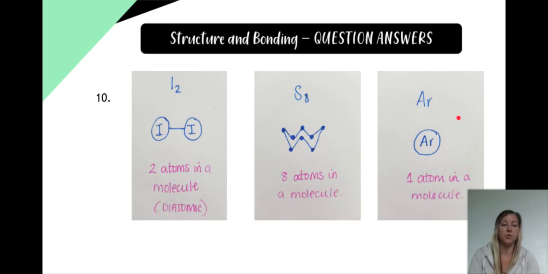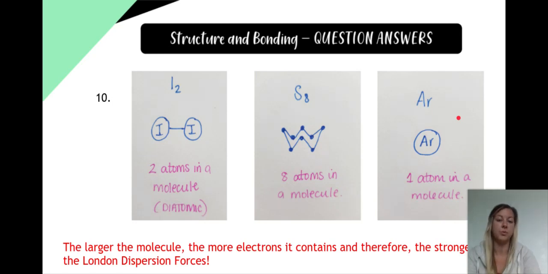Now, as we have previously discussed, the bigger the molecule, the more electrons, the greater the London dispersion forces. So if we're looking at these 3, the largest molecule is the sulfur. The sulfur molecule has 8 atoms in it. It's going to have many more electrons than the other 2, and that means it will have the strongest London dispersion forces between its molecules.